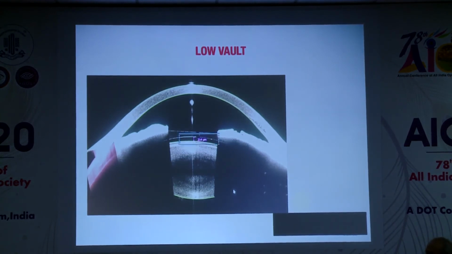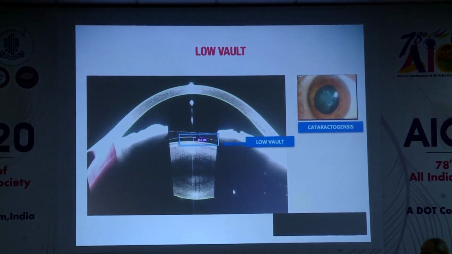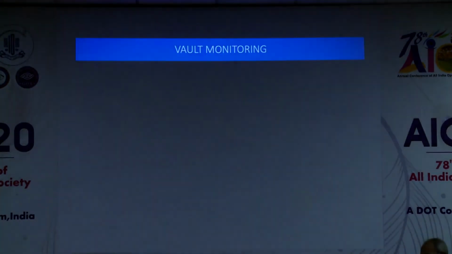If it is a low vault, you need to be very watchful, because it can lead to cataractous changes, or your ICL or IPCL can keep on rotating. So this is also how it helps us in the early post-op period, which you cannot measure on the slit lamp. Sometimes a low vault cannot be measured.